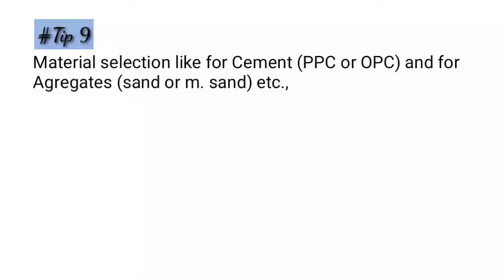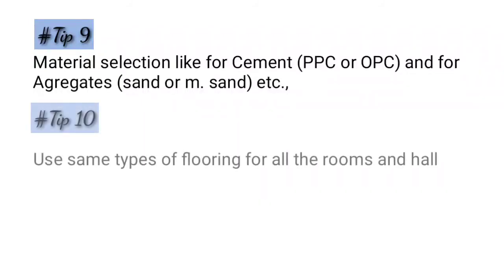Then we can talk about tip 10. Tip 10 is about using the same design and type of flooring for the entire house to avoid wastage in materials. The more designs, the more wastage. So to reduce the construction cost, we have to lay the same type of flooring and design.